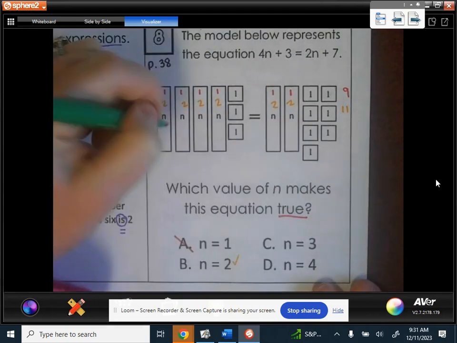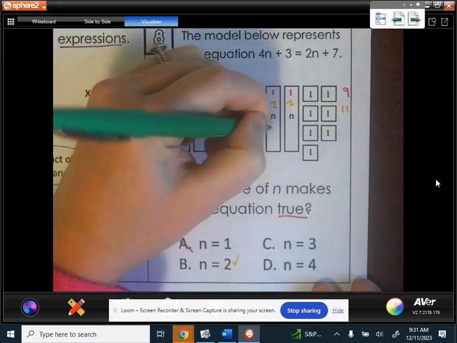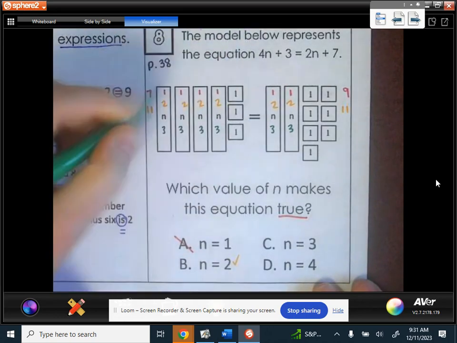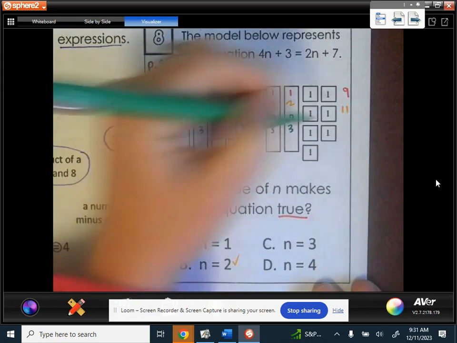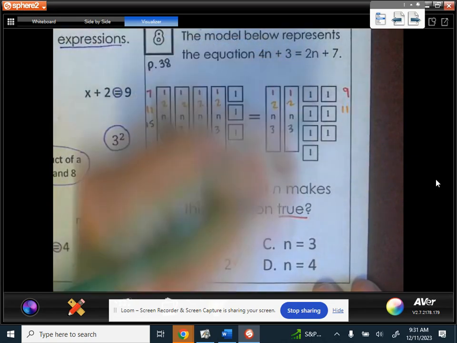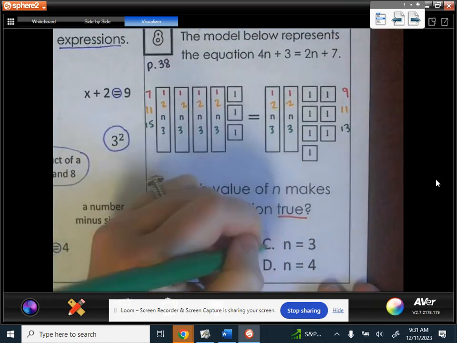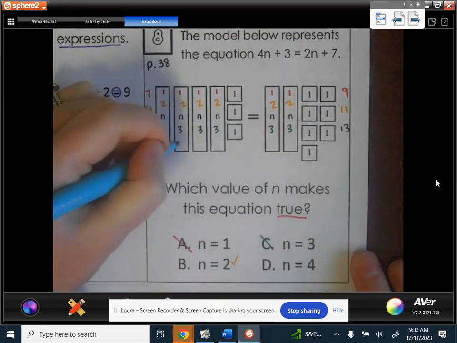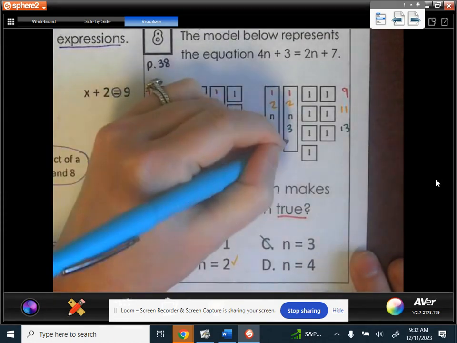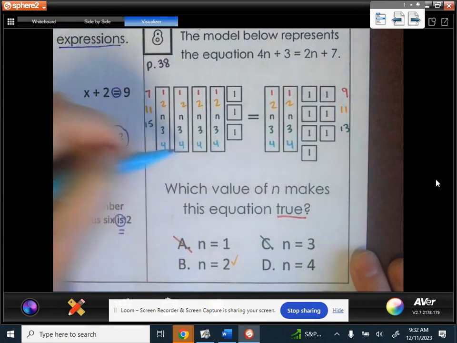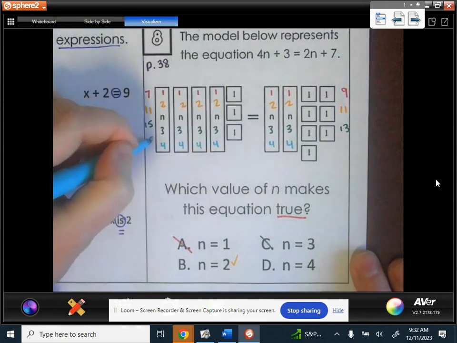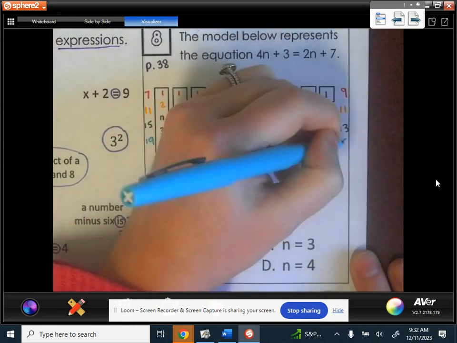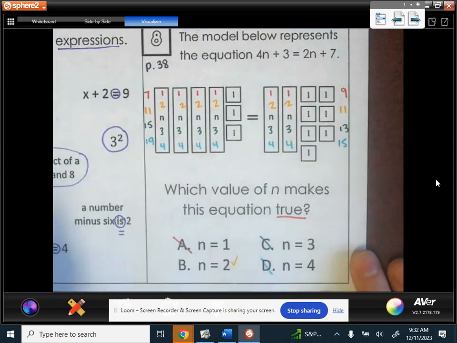If n is 3, all of these are 3. So 3, 6, 9, 12, and then 13, 14, 15. 15 on this side. 3, 6, 7, 8, 9, 10, 11, 12, 13 on this side. 15 does not equal 13, so we know that's not the answer. And then the last answer choice is if n equals 4. So if all of these are 4: 4, 8, 12, 16, and then 17, 18, 19 on this side. And then 4, 8, 9, 10, 11, 12, 13, 14, 15 on this side. 19 does not equal 15, so that's not true.